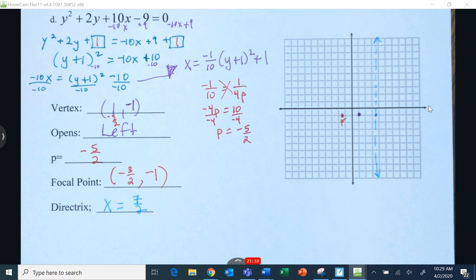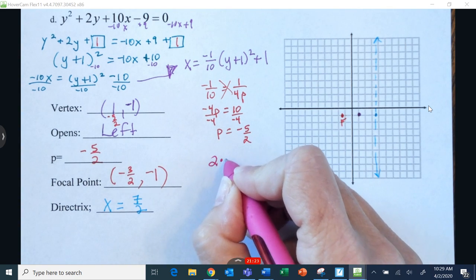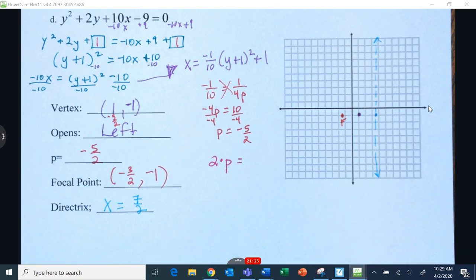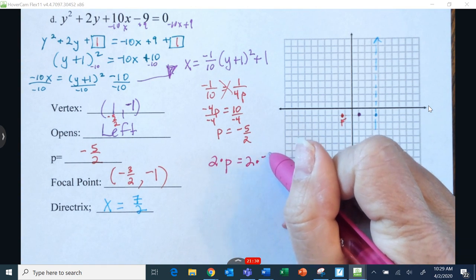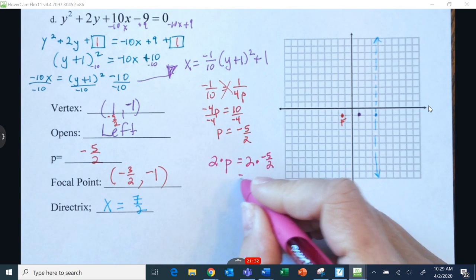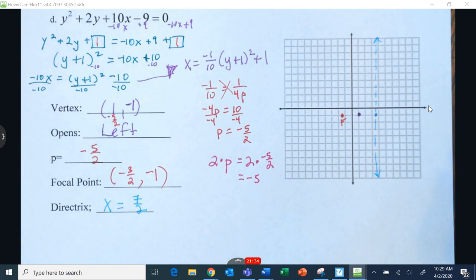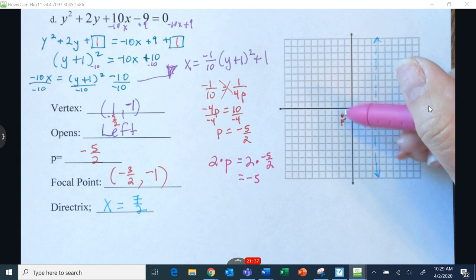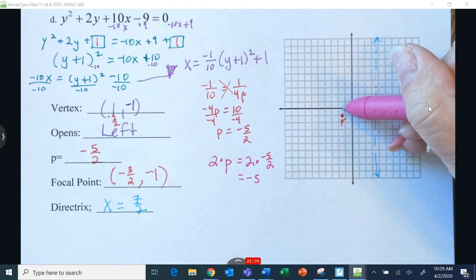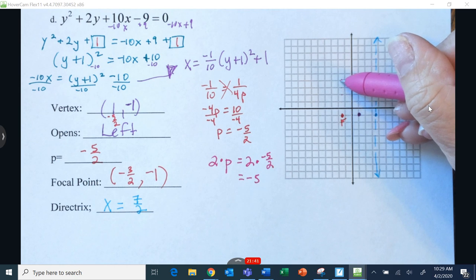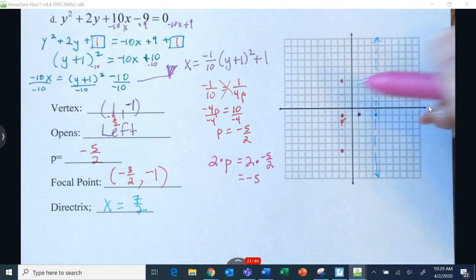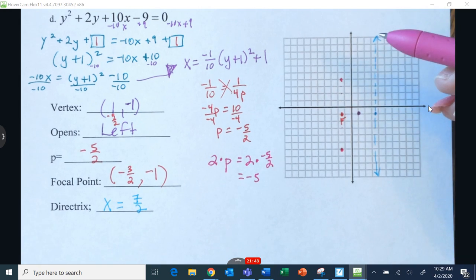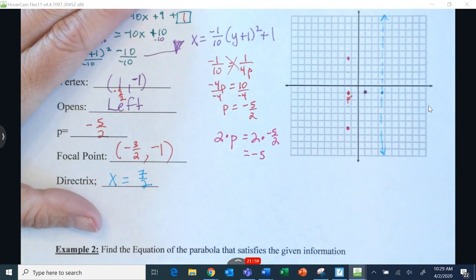See, to graph this, I need to find some points. I'm going to use this trick that says 2 times the p-value is going to be how far it is from the focus. So 2 times negative 5/2 is going to give me negative 5. And I wouldn't worry about negative or positive. You're just going to go 5 up and 5 down from the focus. Now I only have 3 points. I'm going to take this moment to review how to find x-intercepts.